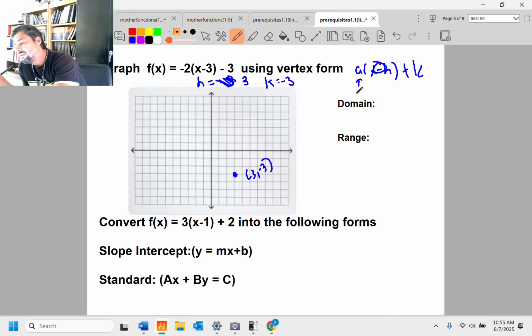The a is our slope. There's my slope. Fall 2, run 1. Or conversely, rise 2, run left 1.